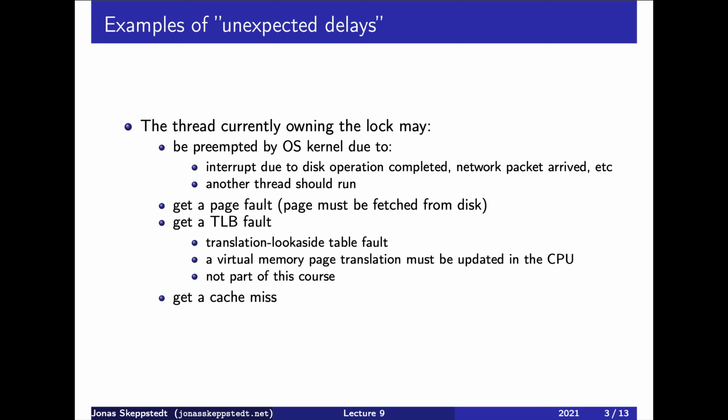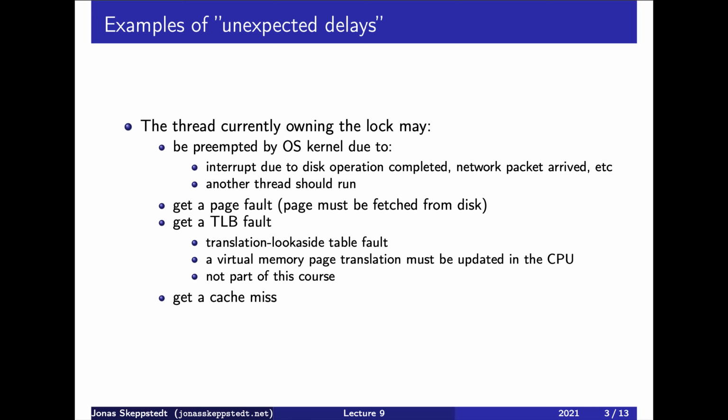So what can happen? Well, the operating system kernel can decide that this thread should not run, but some other thread should run. And it will fall asleep with the mutex locked, and wake up still locked after some time. And there can be interrupts. So say that the disk operation has completed, or a network packet has arrived. And these things can take time. I mean, they not only can take, but they do take time.